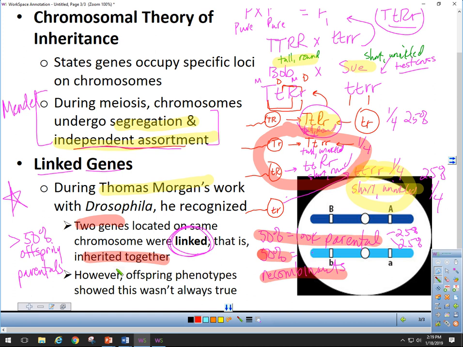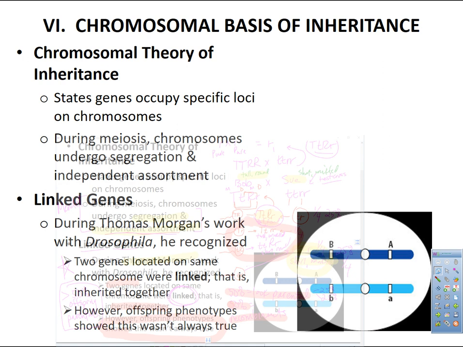So this says right here, this wasn't always true that all the offspring look like the parents. He had some that were recombinants, but it was overwhelmingly way greater than 50% of the offspring looking like the parentals, which led to this idea of linked genes. Okay, so we're going to apply that on the next page. I'm going to use this as a practice problem.